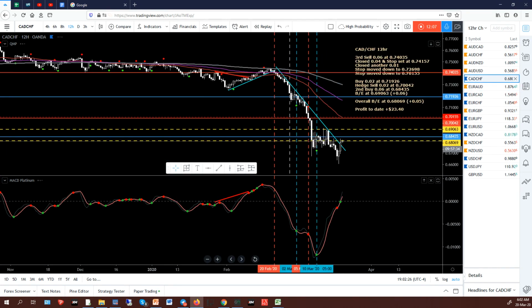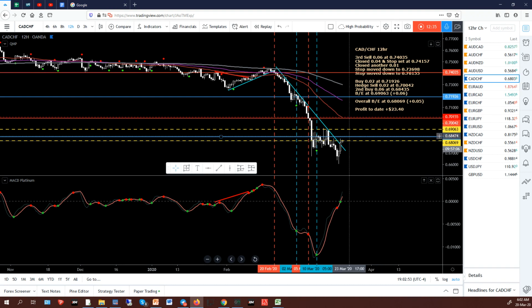And the CAD Swiss, similar to what I just looked at, got multiple trades on. There's a sell here, which has got its own stop, which is this first sequence up here. Then, I'm not sure what that grey line's doing there, I'll get rid of that. Now, this new sequence started. You see the MACD Platinum's below the zero level, so we had a buy, sell, hedge sell, and a second buy, so you can read it.